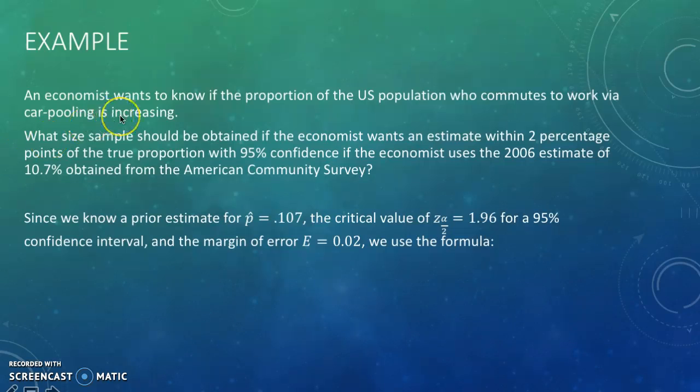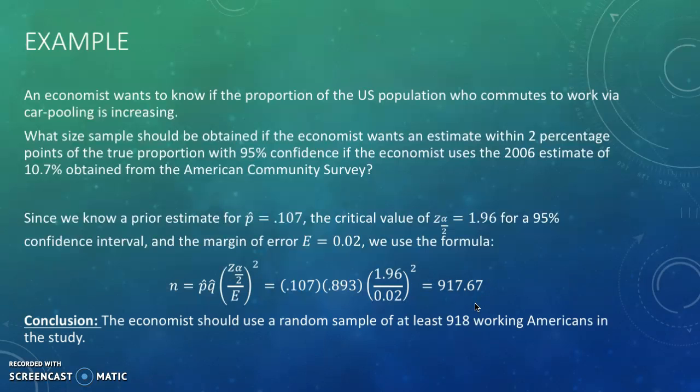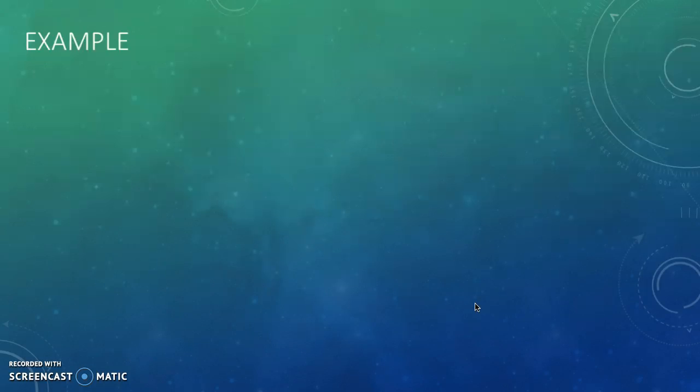So there's all of that summarized again. Now I just need to plug what I know into the formula that I have. If p-hat is 0.107, that means q-hat has to be the 0.893 it takes to add up to 1. Okay, I put in my critical value 1.96, my margin of error 0.02, and when you enter all of that correctly into the calculator, you get an N of 917.67. And remember, you have to round that up to 918. So the economist should use a random sample of at least 918 Americans in the study.